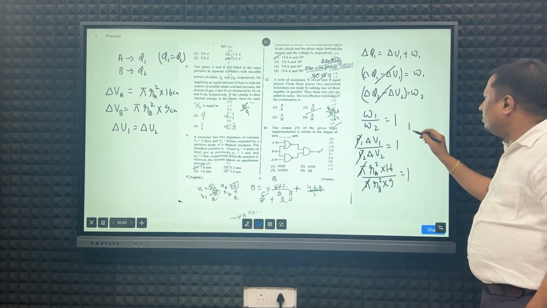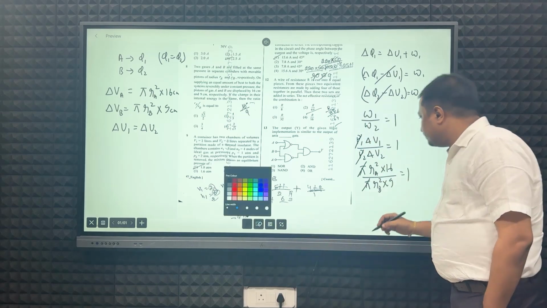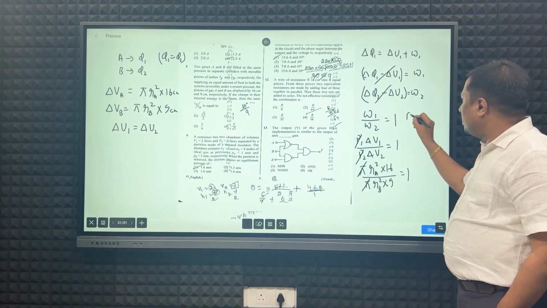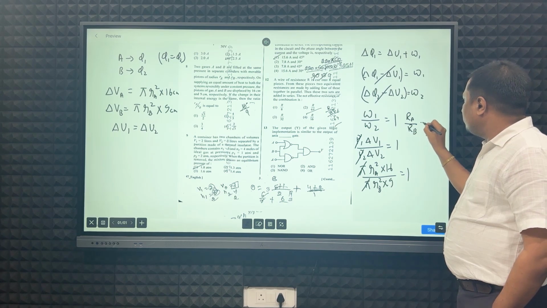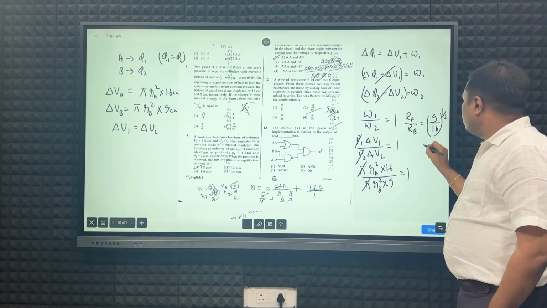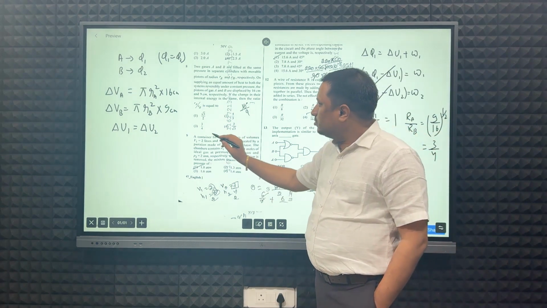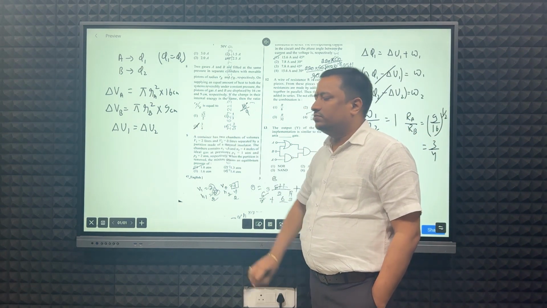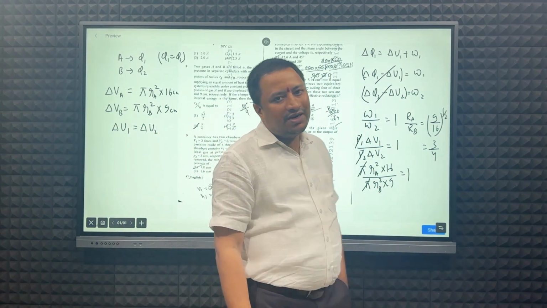Value of RA by RB will be equal to 9 by 16 whole raised to power 1 by 2. It's going to be 3 by 4. Which option is 3 by 4? 3 by 4 will be our correct answer. Third option will be our correct answer for question number 8.